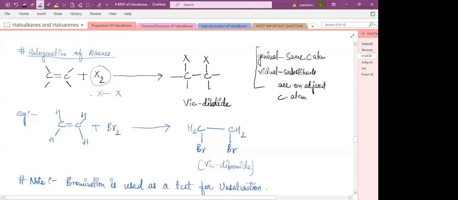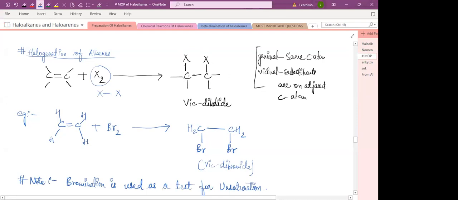Okay, so what will happen? When you treat this alkene with any dihalogen, you will get a vicinal dihalide. Vicinal means, let's discuss what is vicinal.